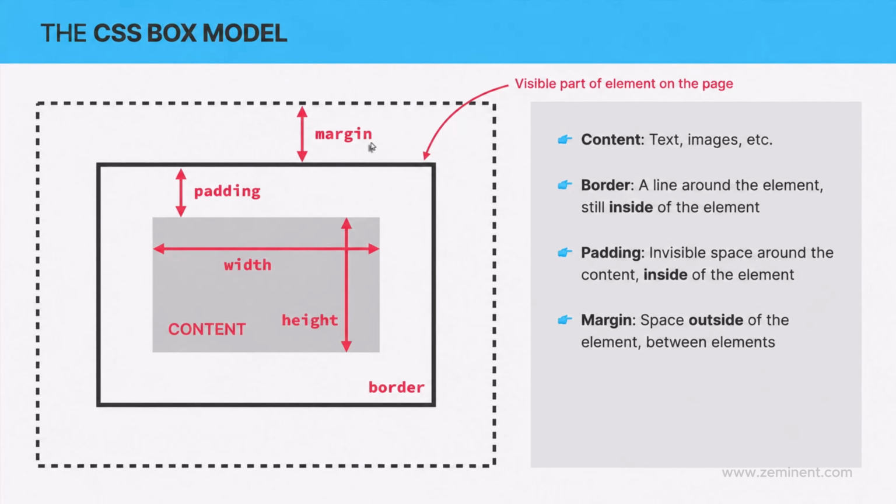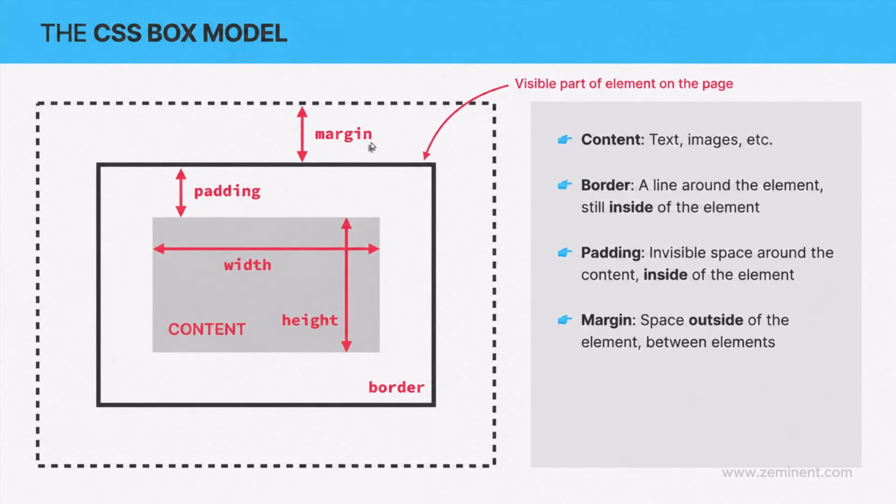So let's start with the content. The content is simply the actual content of the element. For example, it could be text, images, a table, a video, or basically any other content inside this element. The border goes around that element. We've already used borders before. And one important thing to remember is that the border is technically still a part of the element itself.